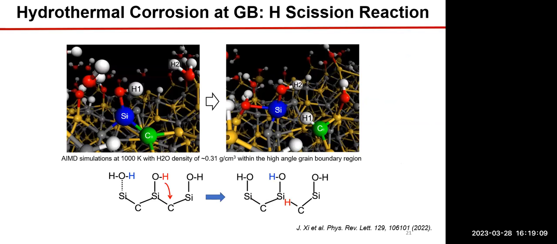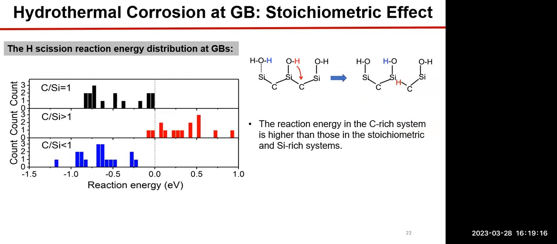And after that, we can discuss how the local chemistry change affects the corrosion reactions. And here we have considered three different local chemistry conditions. One is the stoichiometric condition, another is the carbon-rich condition, the third one is the silicon-rich condition. And then we have calculated the reaction energy for the hydrogenation reaction in each of the different conditions. And here we can see the images.